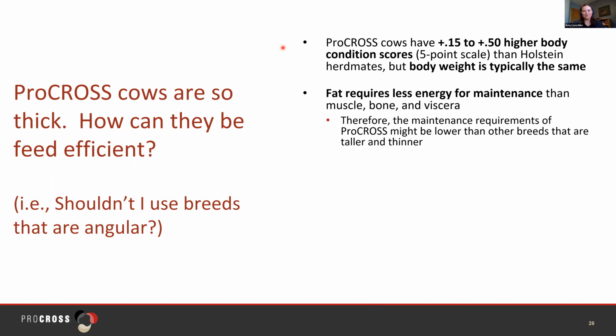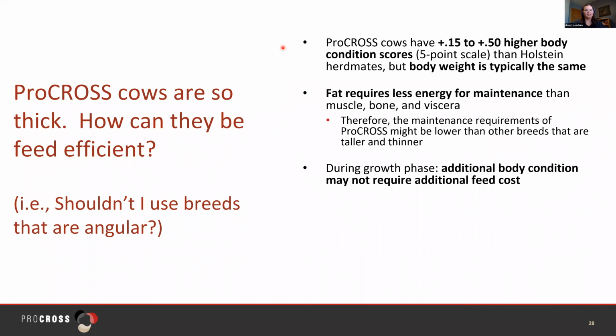This is important because we use body weight to estimate the energy needs of a cow, and we aren't very careful about discerning whether it's muscle or bone or viscera. That comes into effect on what we should expect on feed efficiency too. And we know that during the growth phase, the additional body condition that the ProCROSS cows are adding, say versus a Holstein, probably doesn't require additional feed cost. Plus we have hybrid vigor for average daily gain, and that may counterbalance any additional feed needed to increase this fat during the growth phase.